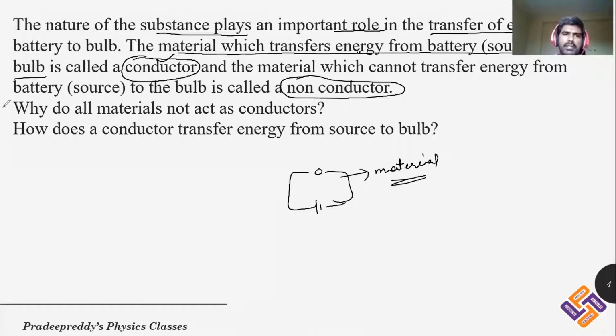Now you have one question here. Why do all materials not act as conductors? And question number 2: How does a conductor transfer energy from the source to the bulb? These two questions we are going to answer in the coming slides.